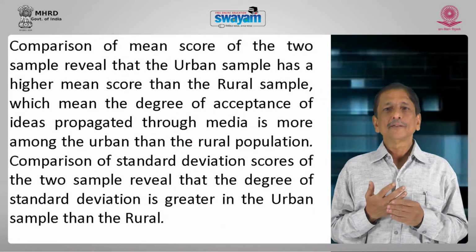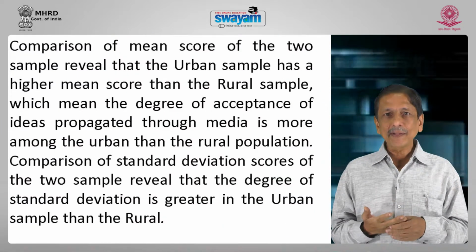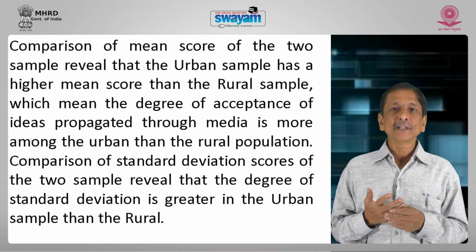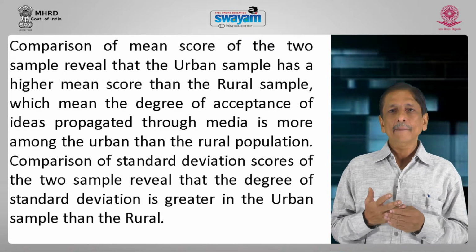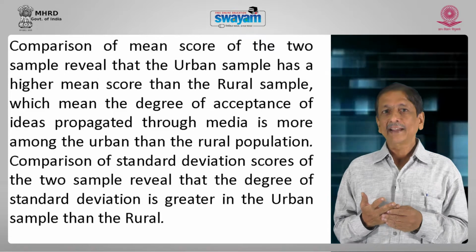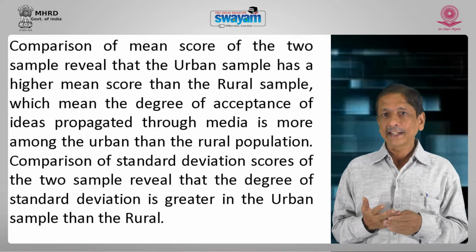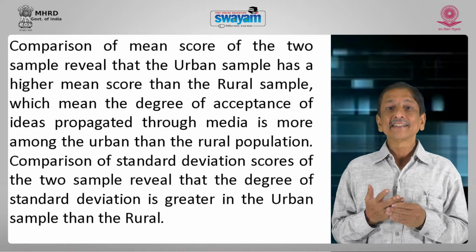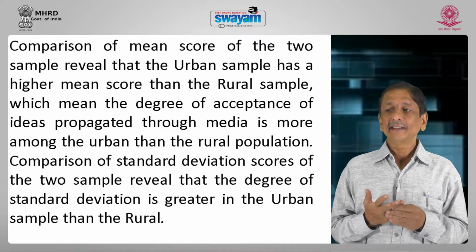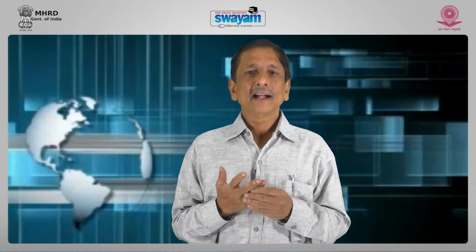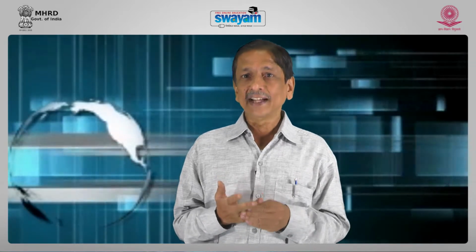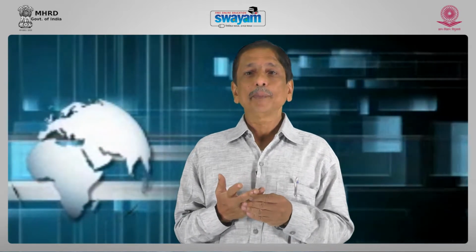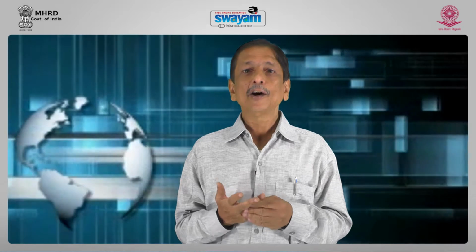Comparison of mean scores of the two samples reveals that the urban sample has a higher mean score than the rural sample, which means the degree of acceptance of ideas propagated through media is more among the urban than the rural population. Comparison of standard deviation scores of the samples reveals that the standard deviation is greater in the urban sample than the rural. The simple understanding of the above scores would mean that the result of the study is against the hypothesis, as the urban sample has a high mean score on acceptability of ideas.